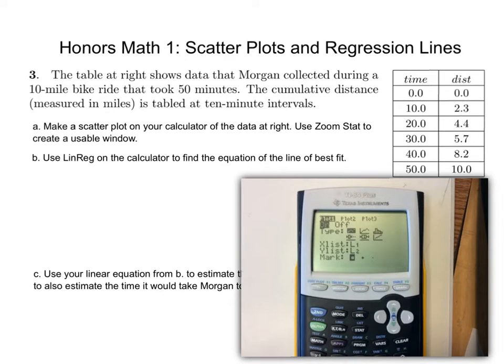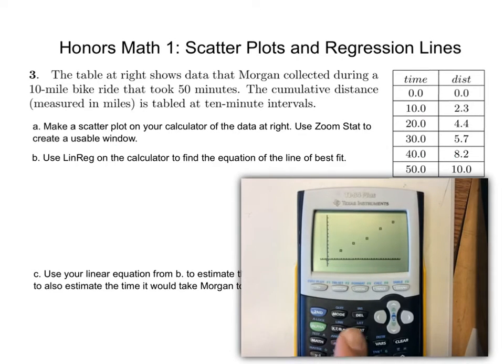So now to get that plot up, I want to use zoom stat to create a usable window. That's part of my directions right here. I just push zoom and then go down to number 9, which is stat, and push enter. And see, I got my scatter plot now. So now I want to use linear regression. That was A. I want to use linear regression to find the equation of the line of best fit.